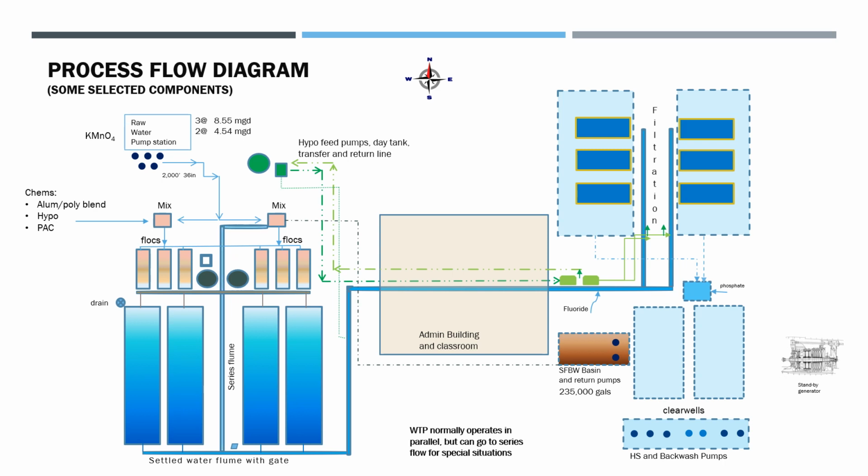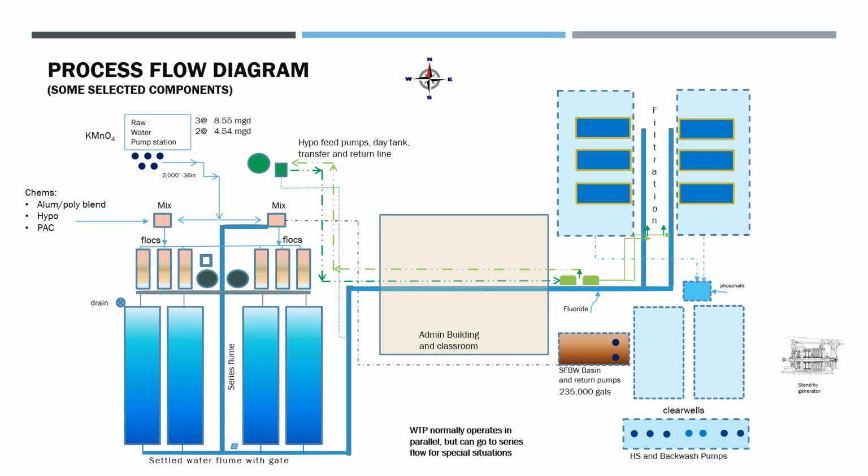If I could put the gate in the flume, the settled water flume, I can force the plant to run in series. Everything would come through the west side of the plant, go through those two west basins, and come up the series flume up to the second rapid mixer and go through the mirror image of the east side. That would be called running the plant in series.